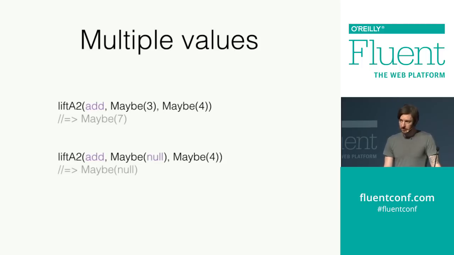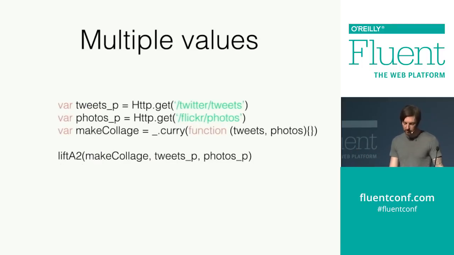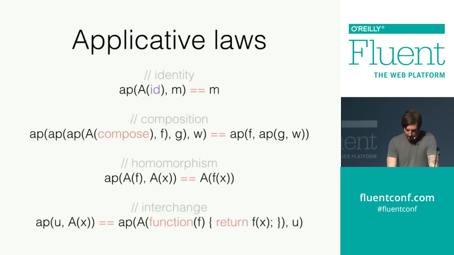But if any of those maybes are null, it just won't run it. So that's a cool pattern. You can say if anything is null here, we're not going to do it. We can do the same thing with promises, or any other functor for that matter. But this is kind of a half-baked example. Really what I wanted to show you is that makeCollage here will be called when both promises, both our tweets and our photos, are resolved. And it has to be curried. Anytime you're using liftA2 or liftA3, etc., the function going in needs to be a curried function. OK. And there are laws, yada, yada, yada.